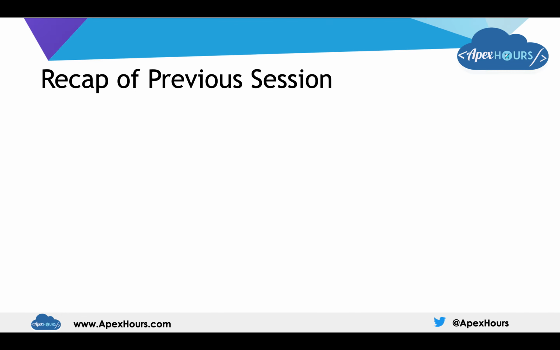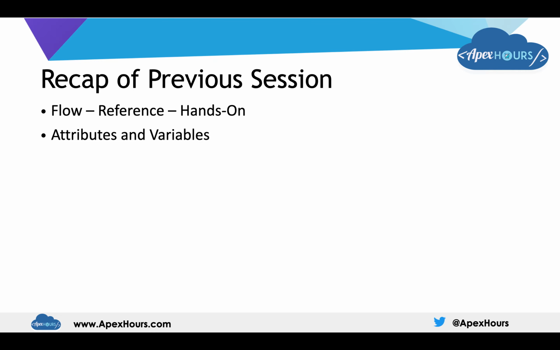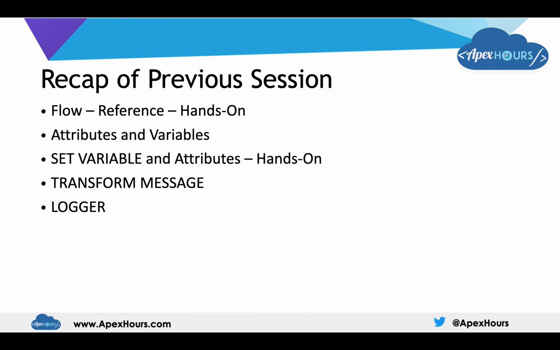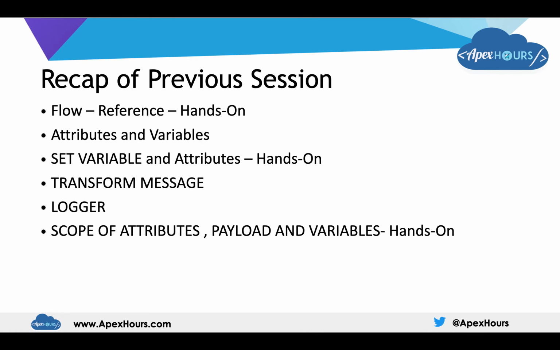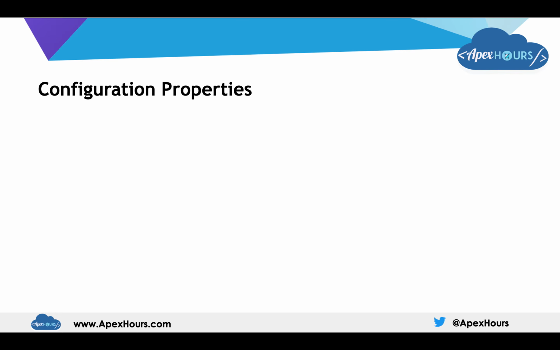So without wasting time, let's see the recap of our previous session. We have discussed the flow reference connector. We have done hands-on. We have seen attributes, variables, set variable, transform message, logger component, and the scope of attributes, payloads, and variables. Please don't forget to do hands-on for the scope of attributes, variables, and payload, because this is really important from an examination point of view. Okay, so without wasting time, let's get started with configuration properties.